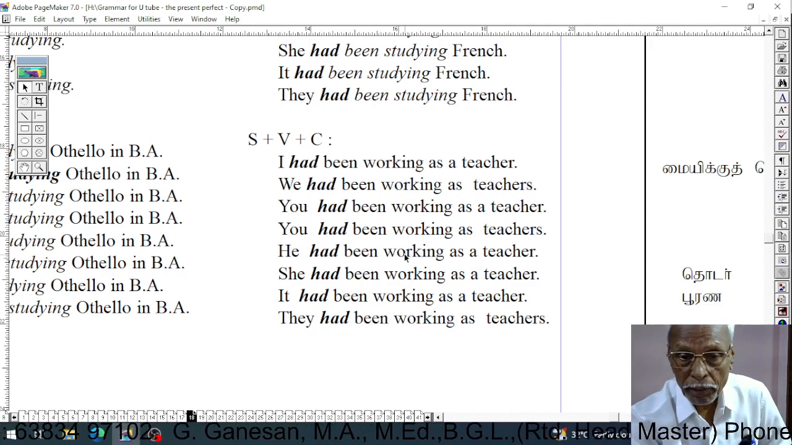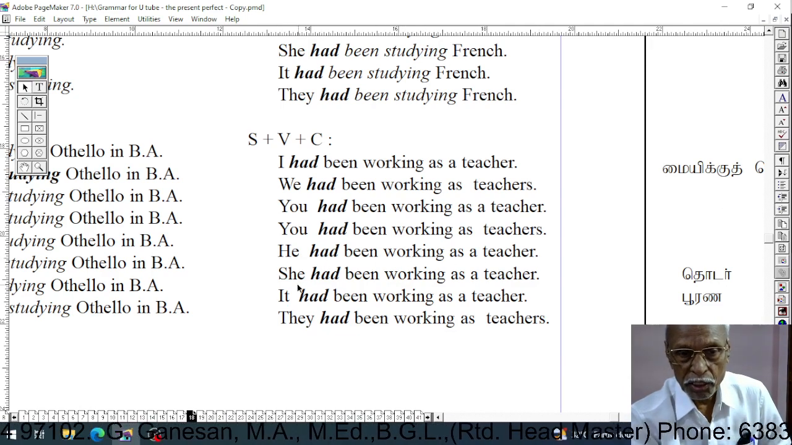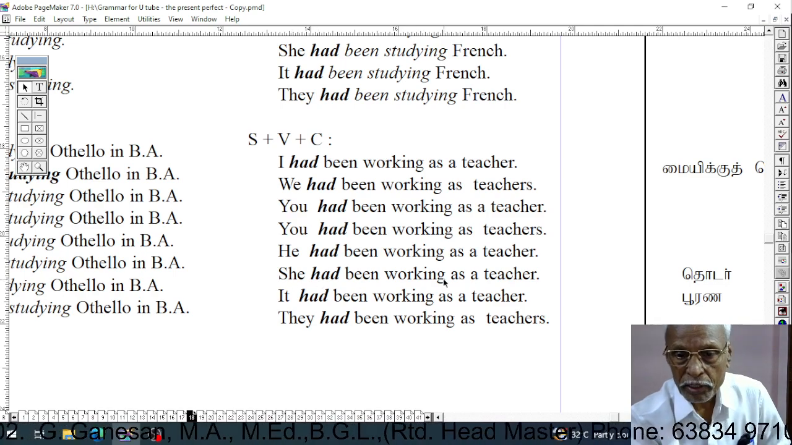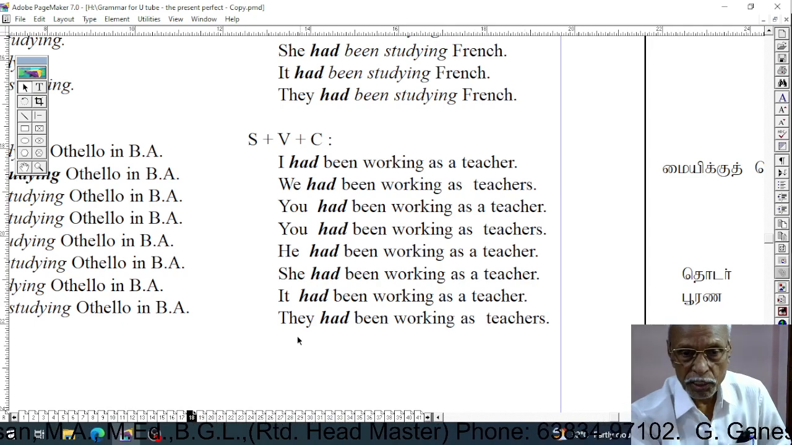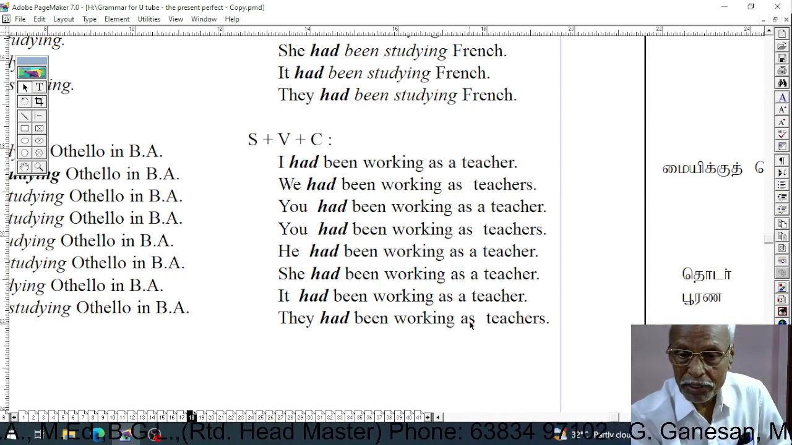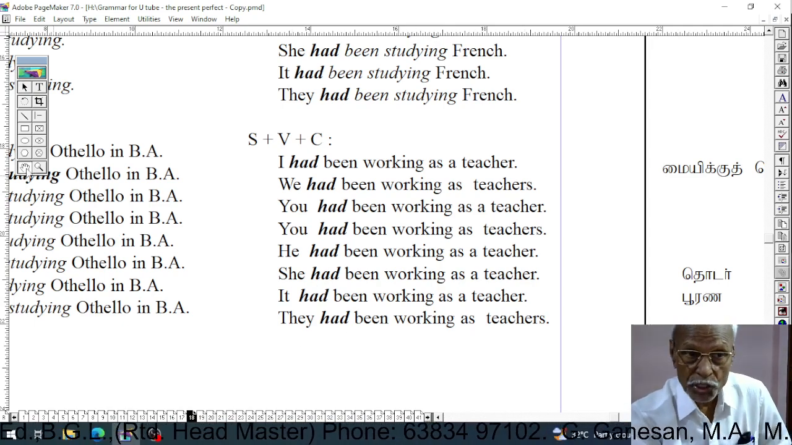He had been working as a teacher. She had been working as a teacher. It had been working as a teacher. They had been working as teachers.